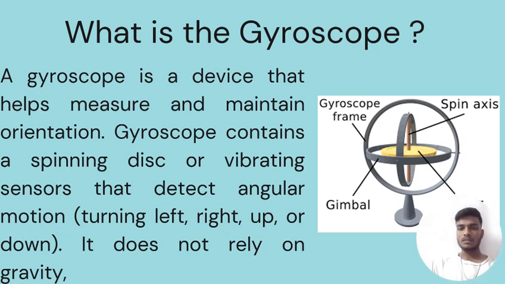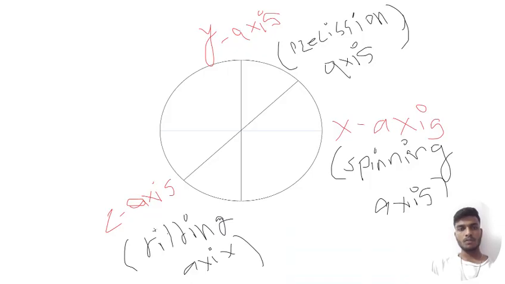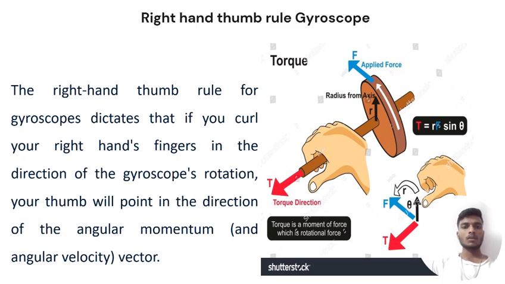Here you can see the diagram of a gyroscope. This is the gyroscope frame, this is the gimbal, and this is the spinning axis. Now move on to the next topic. Basically, a gyroscope has three axes, that is the x-axis, y-axis and z-axis. The x-axis is called the spinning axis, the y-axis is called the precession axis or rotation axis, and the z-axis is called the tilting axis.